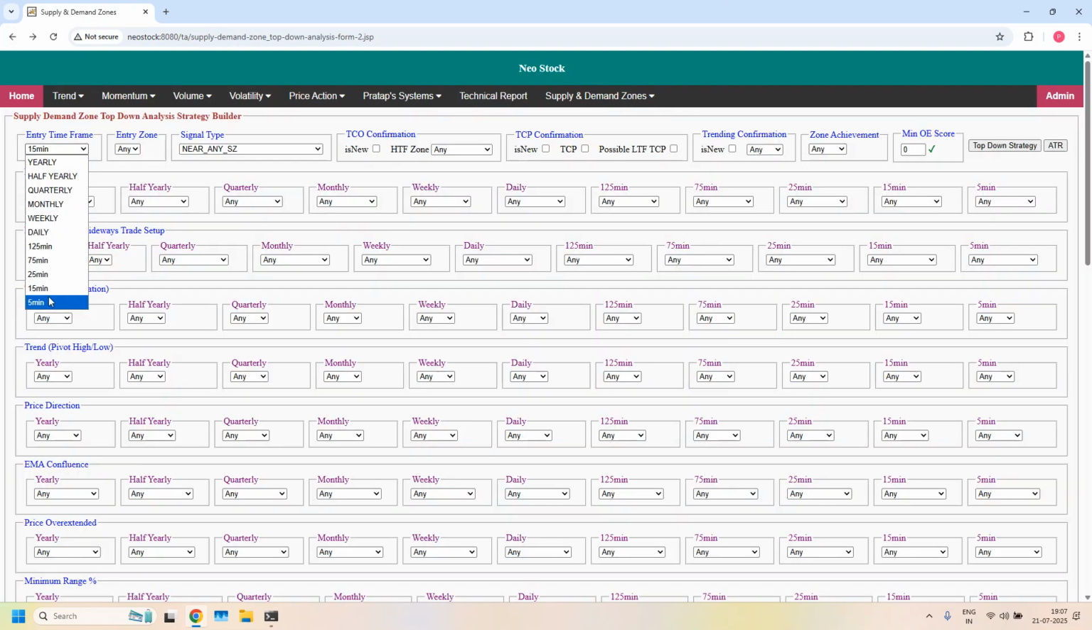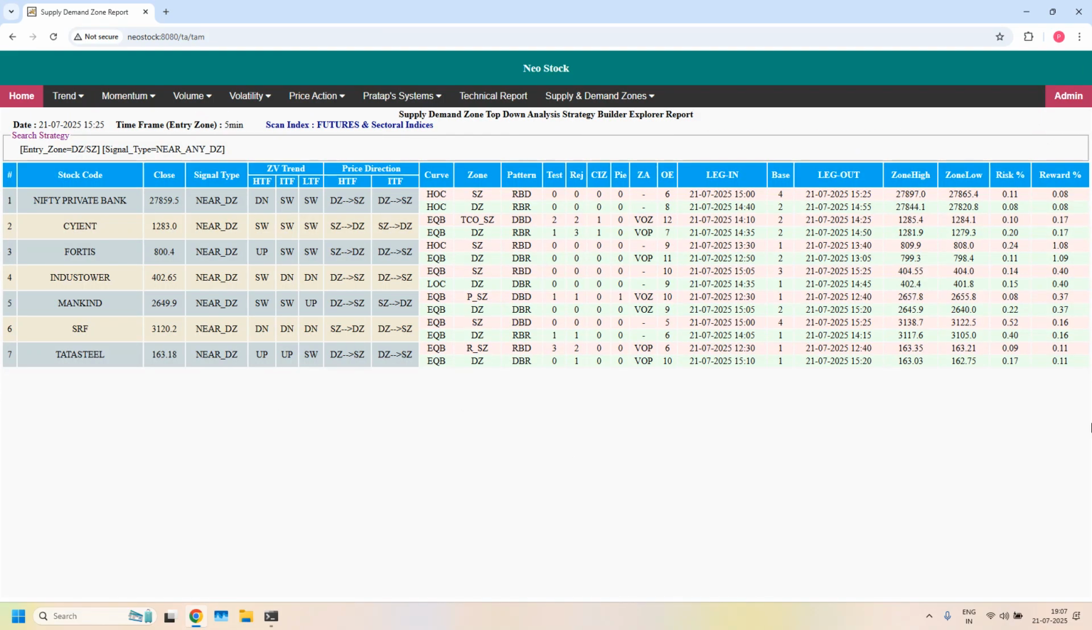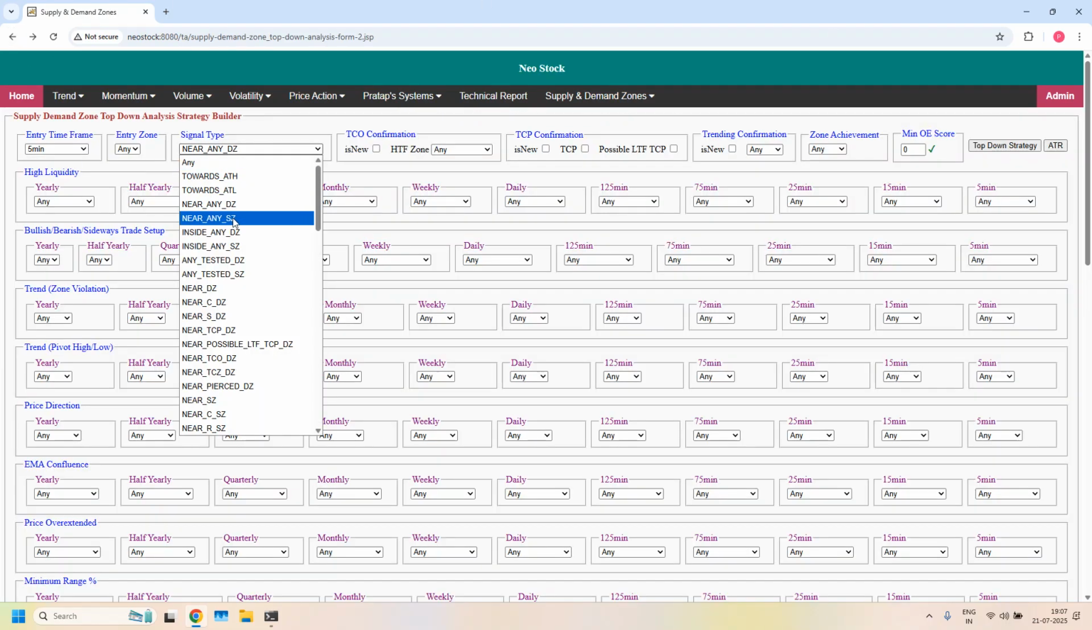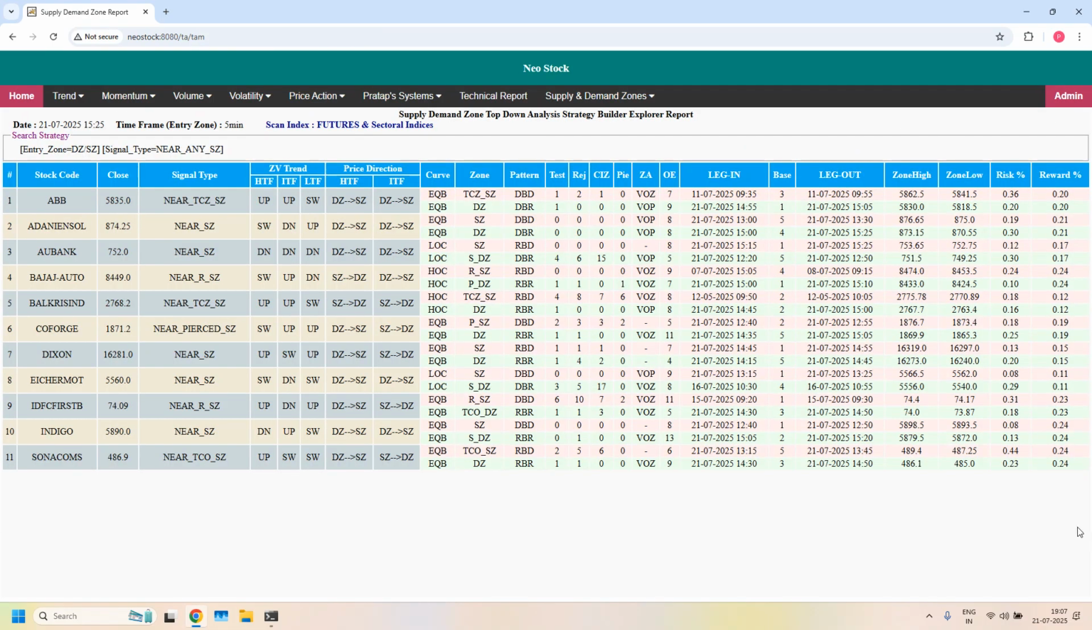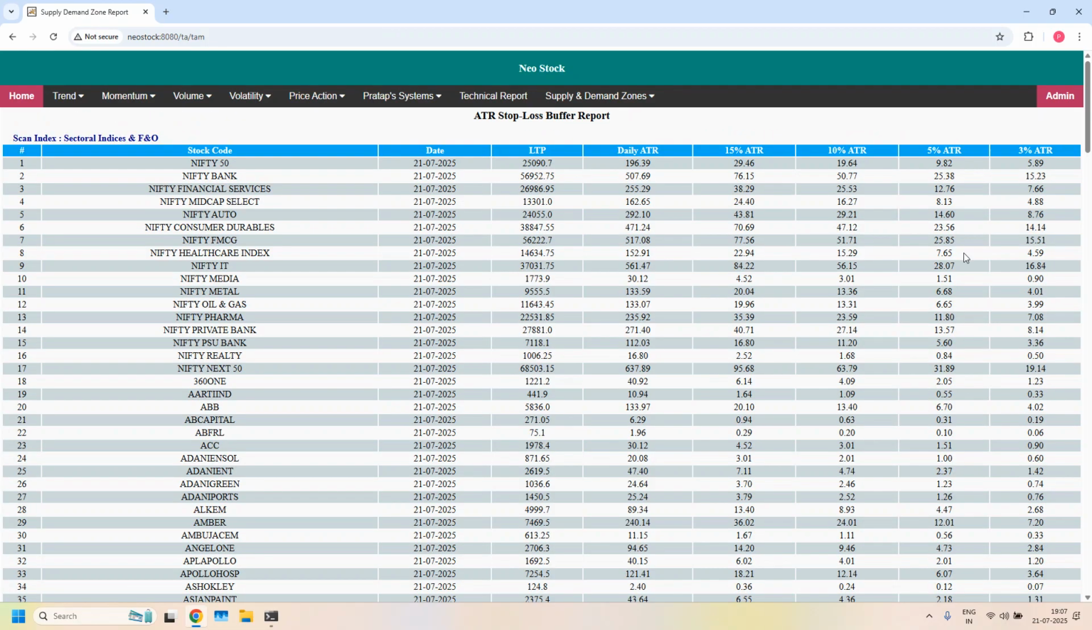Next time frame is 5 minutes. Stocks near to the 5 minutes demand zone, we got 7 stocks. Next, stocks near to the 5 minutes supply zone, we got 11 stocks. So this is about stocks near demand and supply zones for different time frames. And finally, let us generate the stop buffers based on daily ATR. First 17 in this list are indices, remaining all are equity stocks.